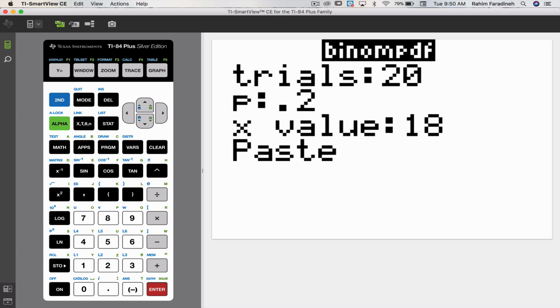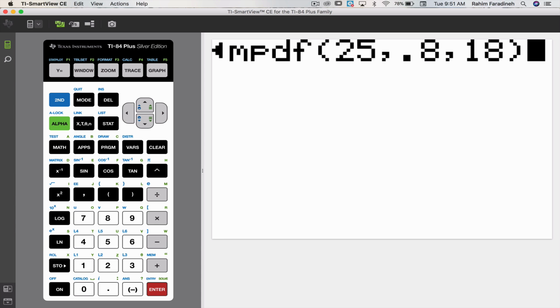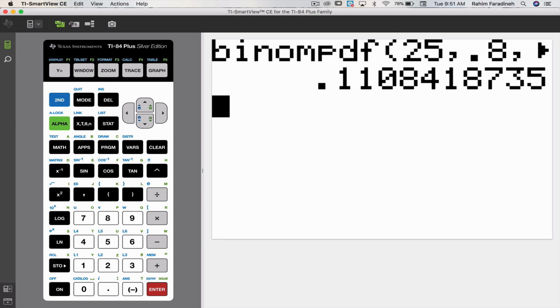My n is equal to 25. My p is equal to 0.8. And my x is equal to 18. I paste that and I hit enter. Now, if you do not have a menu, you basically enter the numbers after the command appears, separated by comma, which is directly above 7.